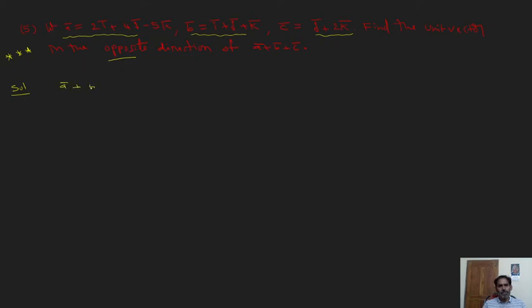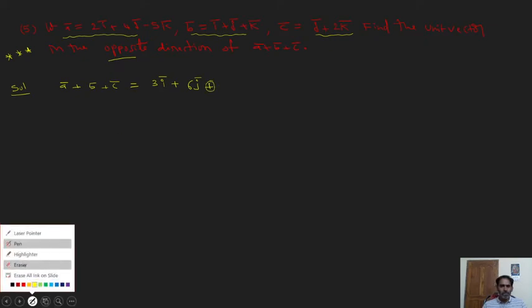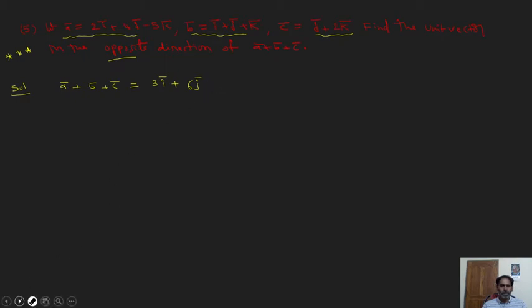First write A bar plus B bar plus C bar, or otherwise write first the given A bar, B bar, C bar. After that, write out and add all these vectors. 2i plus i, 3i. There is no i bar here, so 3i bar. Now j: 4j plus j, 5j plus j, 6j bar. Next k: minus 5k plus k, minus 4k plus 2k, minus 2k bar.